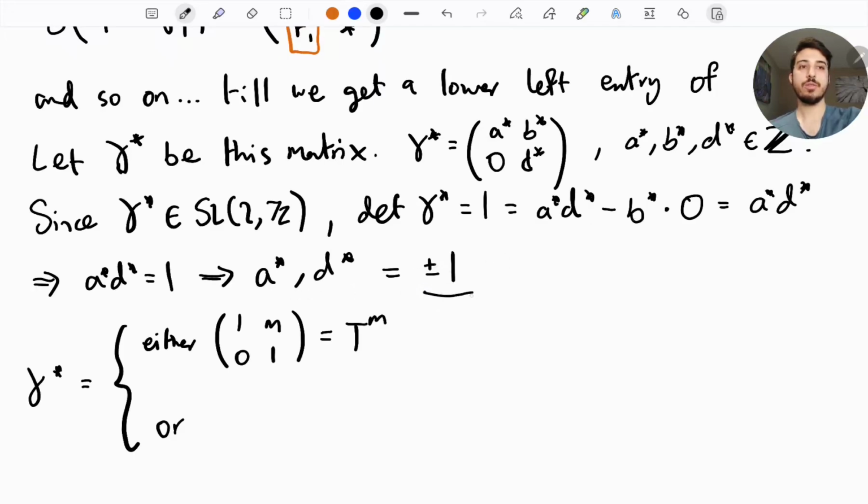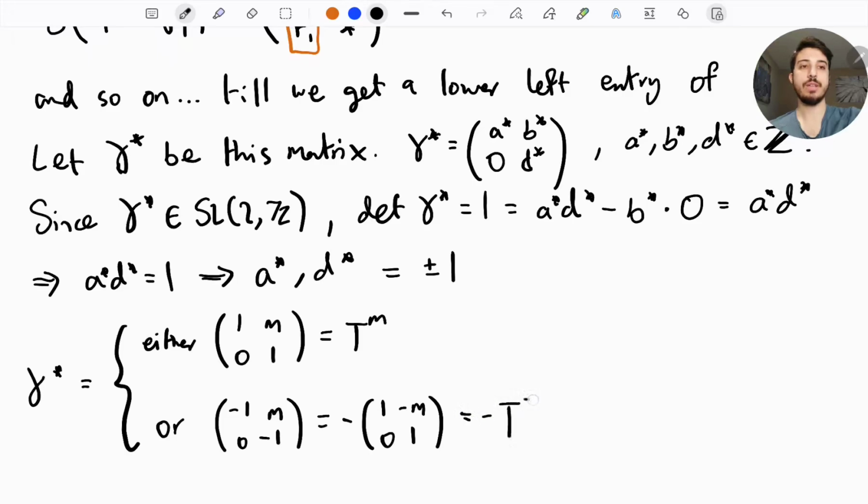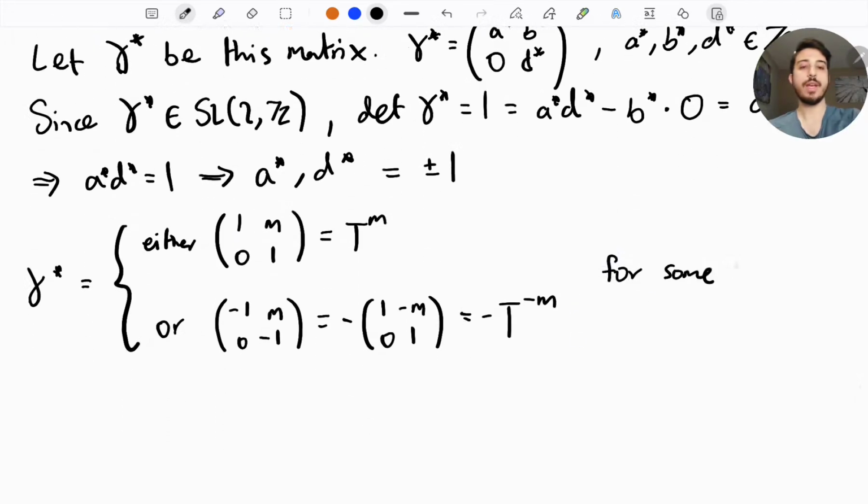Or remember, it could be minus 1 on the diagonals. So minus 1, m, 0, minus 1. But with a little manipulation, this is minus 1, minus m, 0, minus 1, and that is equal to minus t to the minus m for some m in Z.